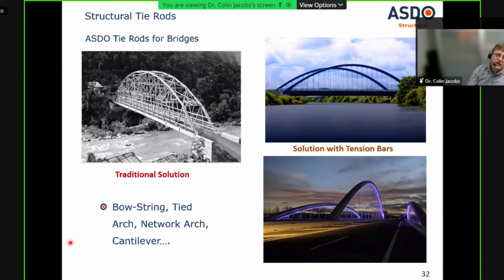So traditionally, bridges with an arch would have lots of cross bracing and maybe welded fabrications, but by using something similar to a tension bar, you can perhaps gain a more elegant structure, such as this, whether it's a tied arch, network arch, or a cantilever type bridge. These allow for very quick installation and assembly and less site work.